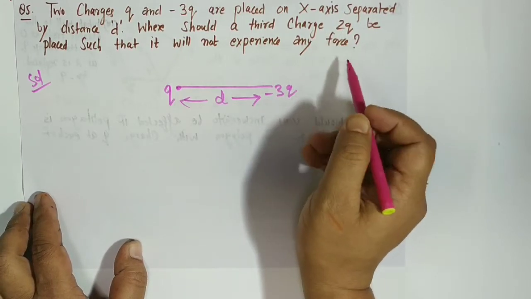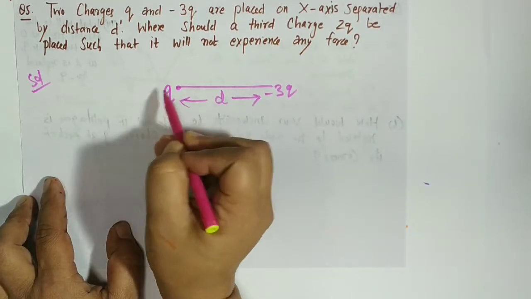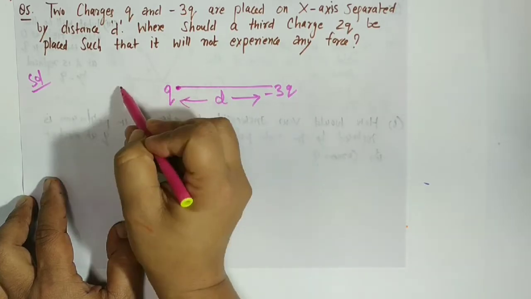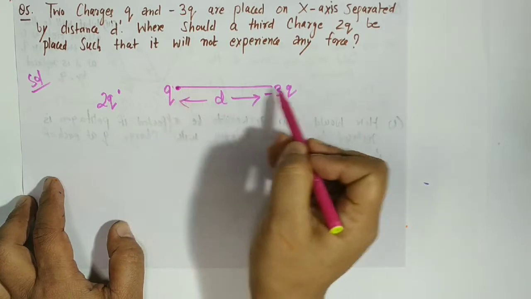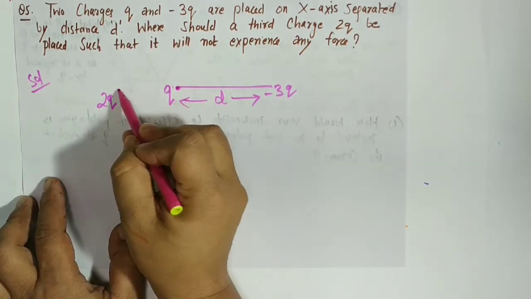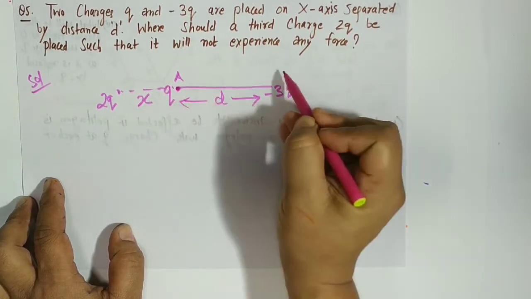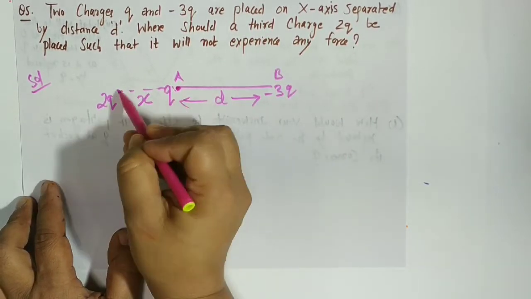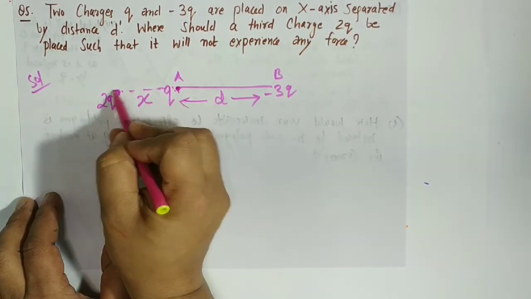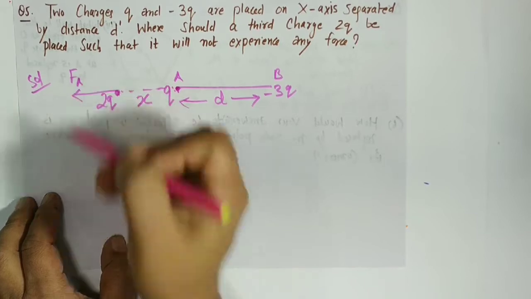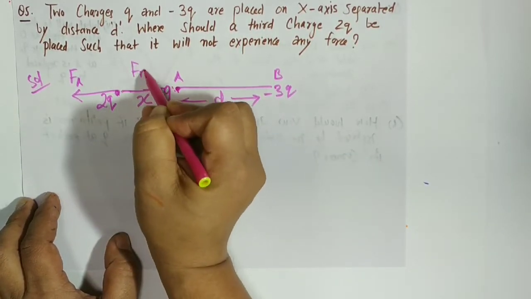A third charge 2Q will be nearer to the charge whose magnitude is less. So magnitude is less for the Q. So the third charge will be somewhere here. Are you getting it or not? It can't be in between because they are unlike charges. So say this distance is X. Now this is A, this is B. Now net force on this will be 0. Now force due to A will be on this side, say it is FA. And force due to minus 3Q will be on this side, that is FB.